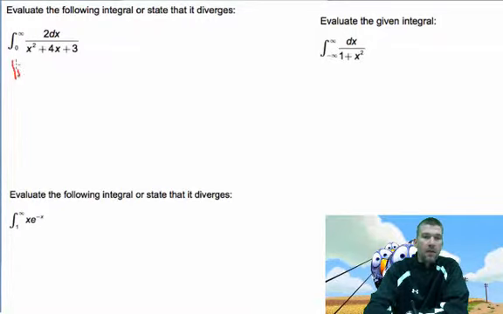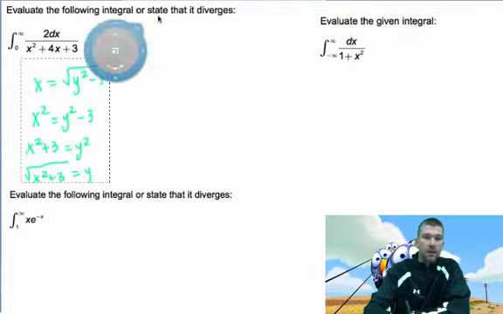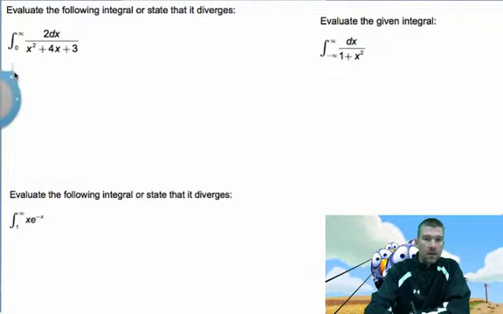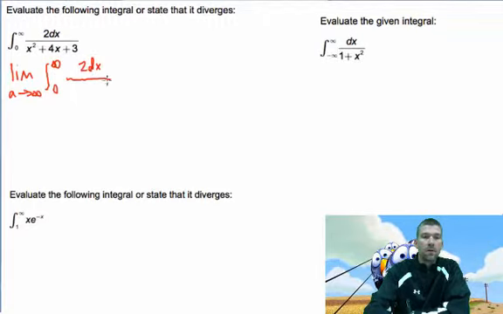We're going to look at the limit. The limit as a approaches infinity of the integral from 0 to a of 2dx over x squared plus 4x plus 3. You wrote out the question again, but with a limit. Okay.